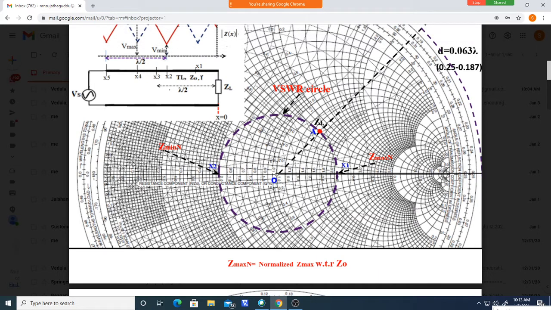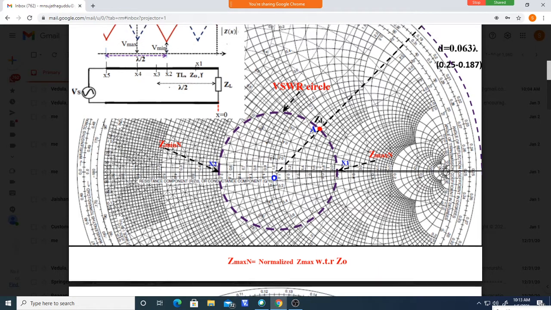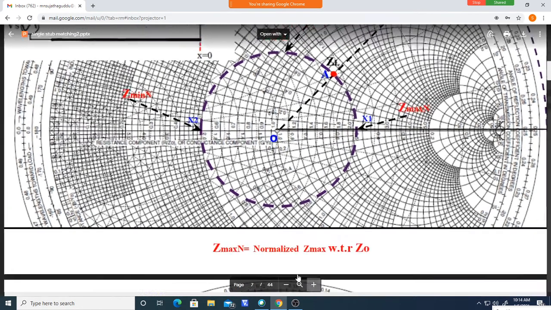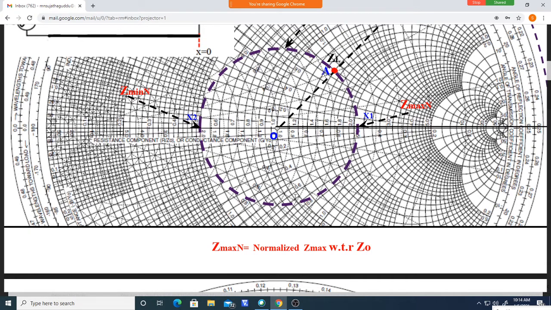Similarly, if you move further, the impedance changes again. At some point, as you move like this, you can observe that the VSWR circle intersects the R equal to one circle. You see here, this is the R equal to one circle. The VSWR circle intersects here. So what is the impedance here? R is 1 and X is something. It is 1 plus some X value, but the real part is 50 ohm.